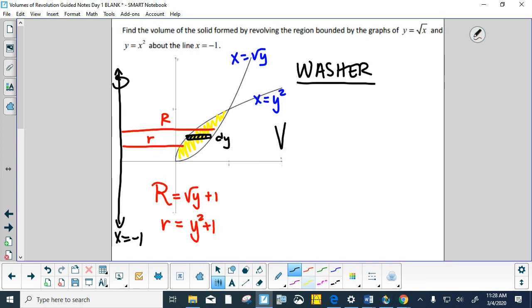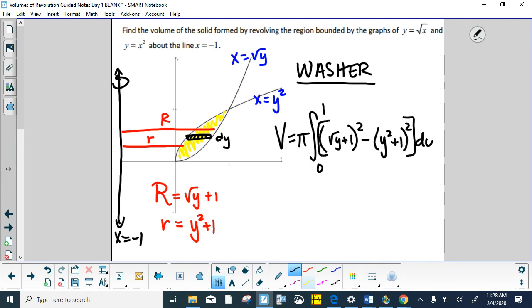So the volume is going to be pi times the integral from 0 to 1 of big R squared, which is root y plus 1 quantity squared, minus y squared plus 1 quantity squared. There, I remembered to square that, dy. So we have to be on a mission to find big R and little r, right, functionally? And I always draw, as you see this, so I can see it, because visually that helps me.